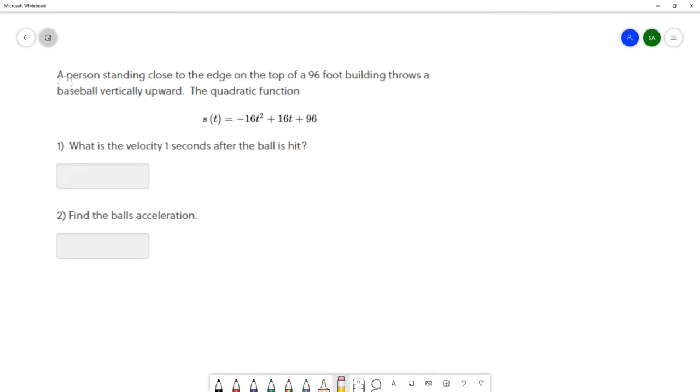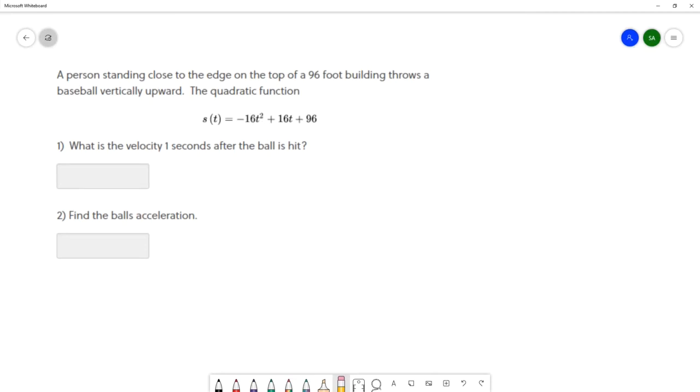On this question, we have a word problem that says a person standing close to the edge on the top of a 96-foot building throws a baseball vertically upward. The quadratic function s of t equals negative 16t squared plus 16t plus 96. This function models the ball's behavior. So it will tell us the height of that baseball at any moment in time.